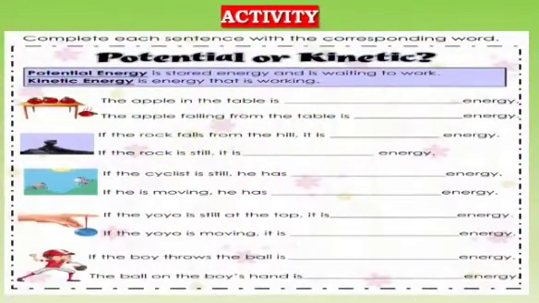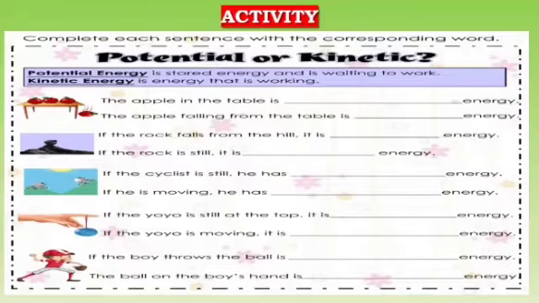Here's an activity for you children. Complete each sentence with the corresponding word. You must write whether it is potential energy or kinetic energy. Potential energy is the stored energy and is waiting to work, whereas kinetic energy is the energy that is working. That is, any object when it is moving has kinetic energy.